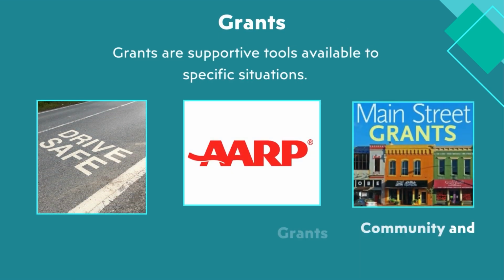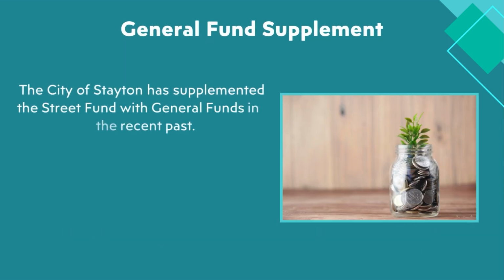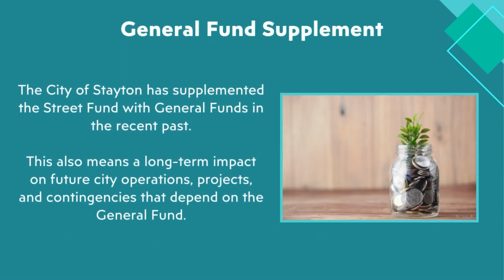The next strategy would be grants. Grants are a great boon for funding projects provided by state and federal sponsors. Grants are often used as additional support for projects and give them that extra push to see a project cross the finish line, or further improve the project in either scope or quality. However, they are competitive, and therefore not guaranteed. The City of Staten has supplemented the street fund with general funds in the recent past. However, this may not be a sustainable strategy. This also means future projects and contingencies that depend on the general fund may be impacted.